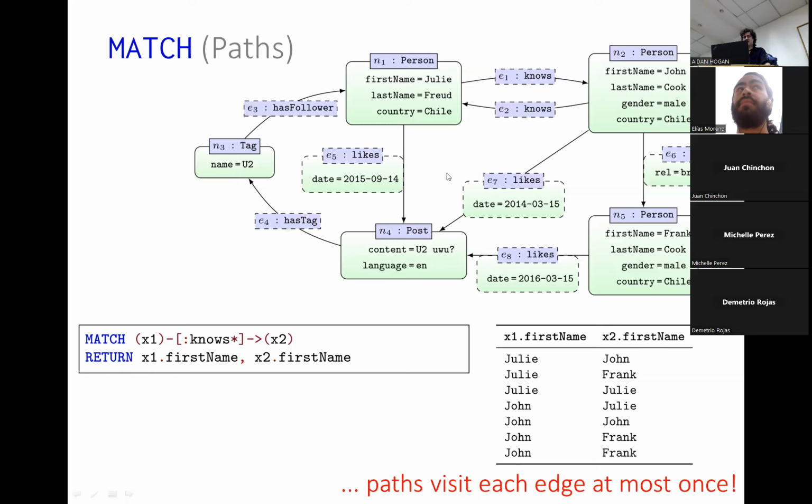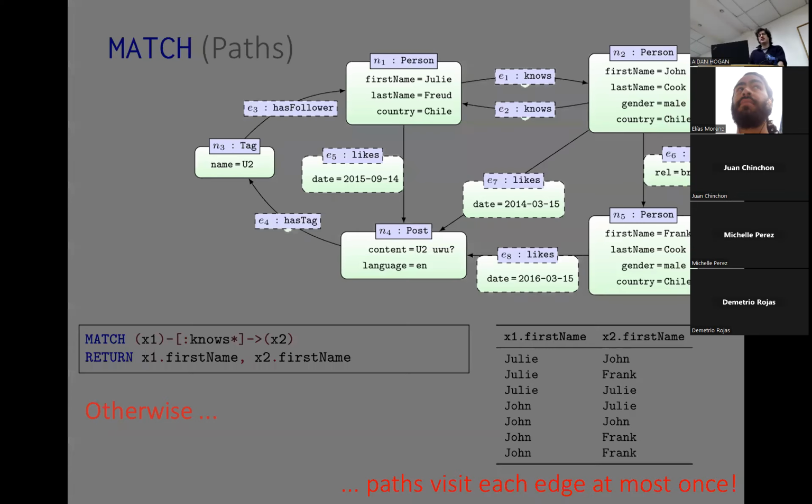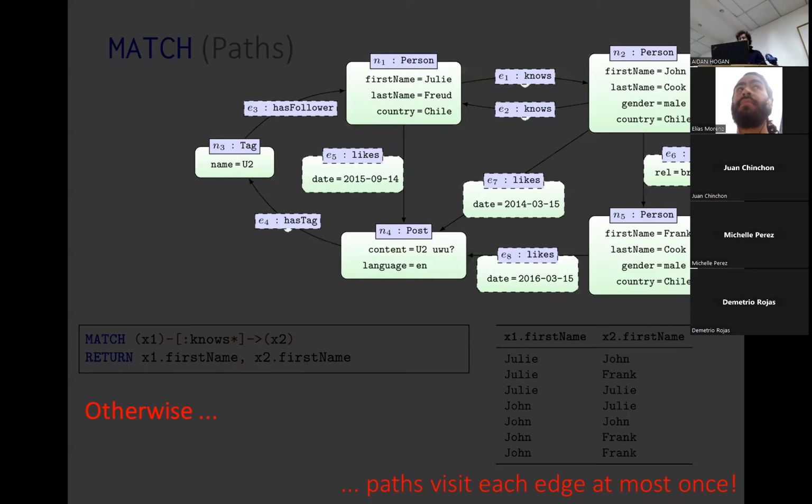So what Cypher defines is that we visit each edge at most once. A more common way to do this is to say that if we have an arbitrary length path, we shouldn't visit the same node twice, in one single path. But in the case of Cypher, it defines that we visit each edge at most once. So that blocks these infinite paths around.